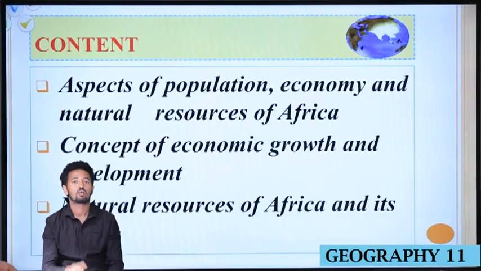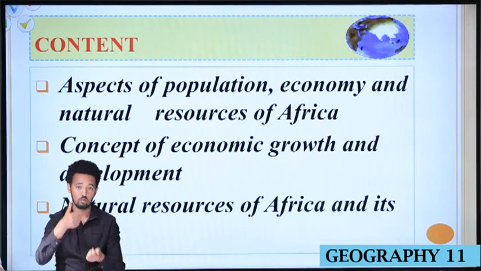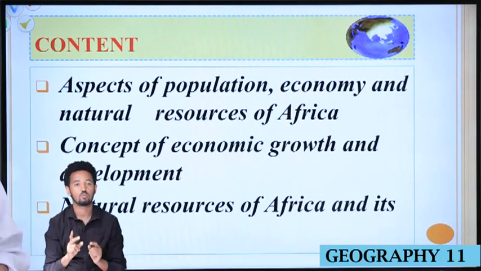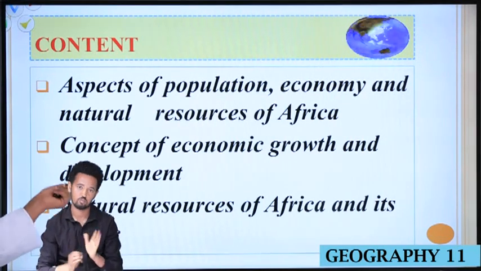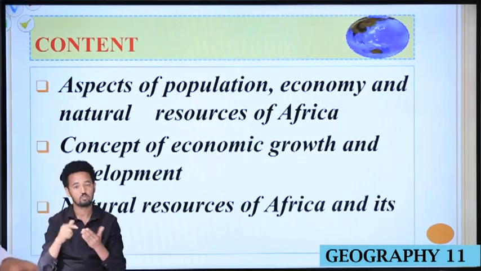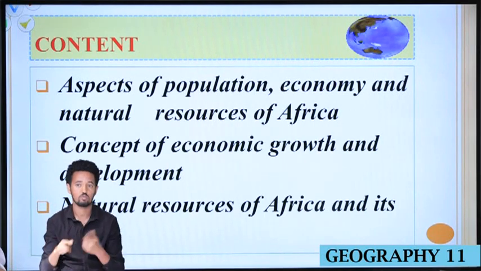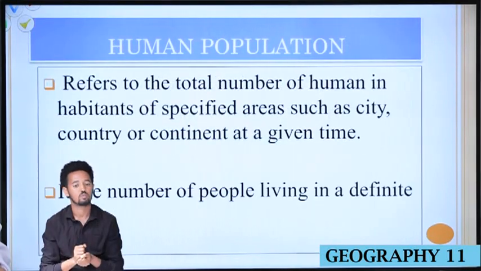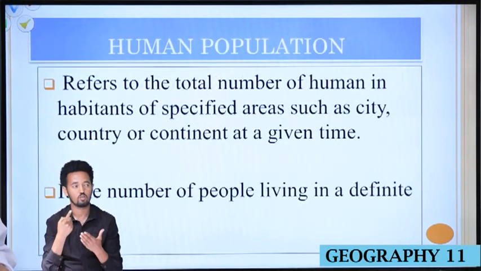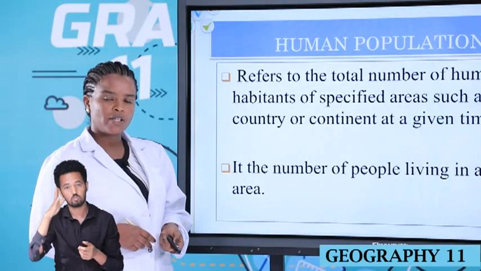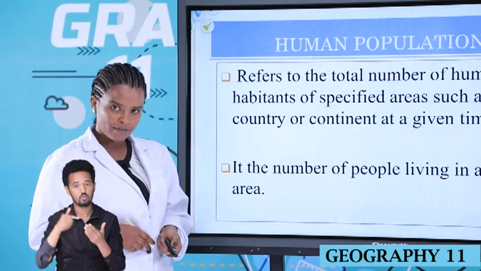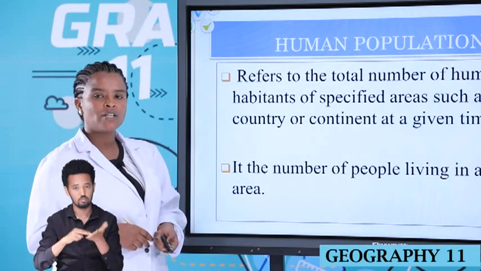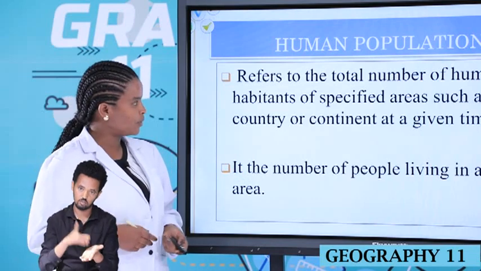The content includes aspects of population, economy, and natural resources of Africa, concepts of economic growth and development, and natural resources of Africa and its politics. Let's define what human population is. Human population is the number of human inhabitants in a given area, such as a country, city, town, and so on.